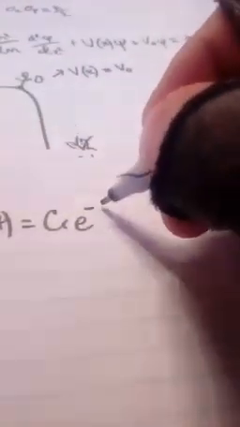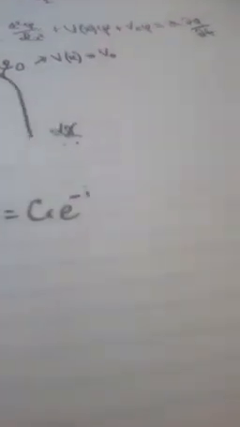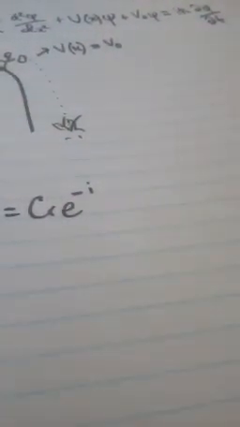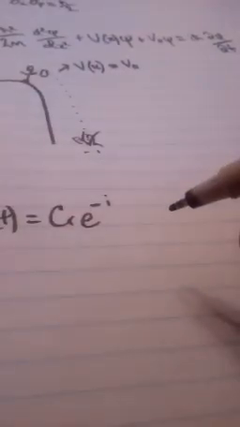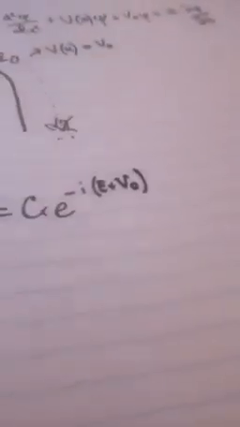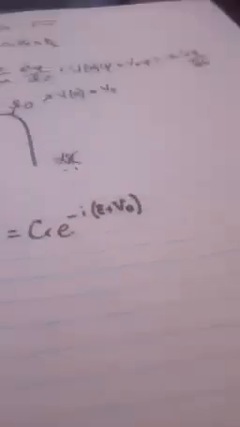E to the minus complex number I, energy plus V naught, T over H bar. All right. It was very good.